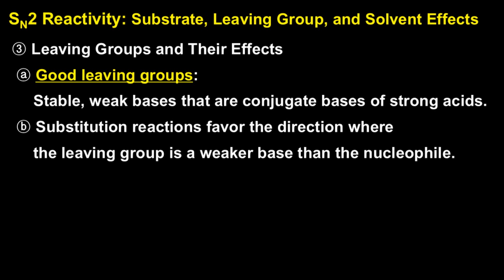A good leaving group is key. It makes the whole process smoother and faster. So what makes a good one? It should be a weak base, something stable on its own once it leaves. In other words, it's usually the conjugate base of a strong acid.